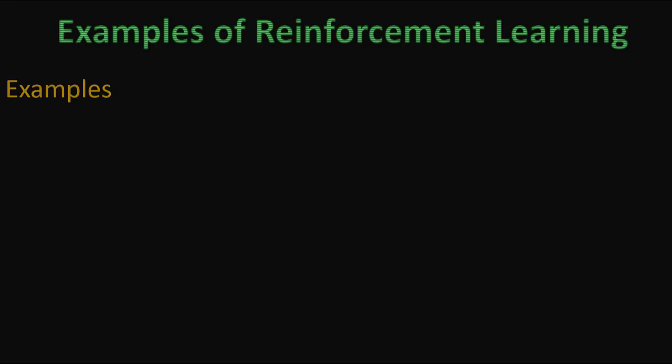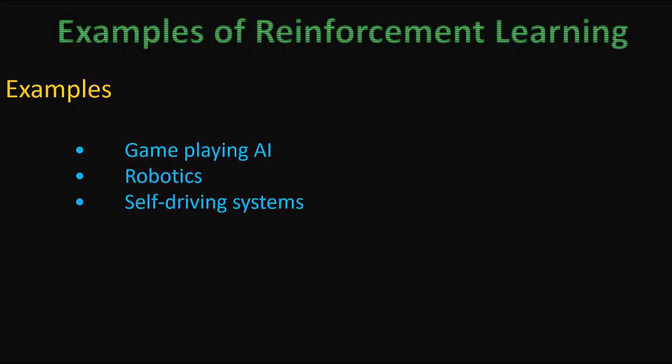Now let us see the examples of reinforcement learning. Game playing AI, where we have some agent which is playing some games. Then we have robotics. Then the third is self-driving systems.